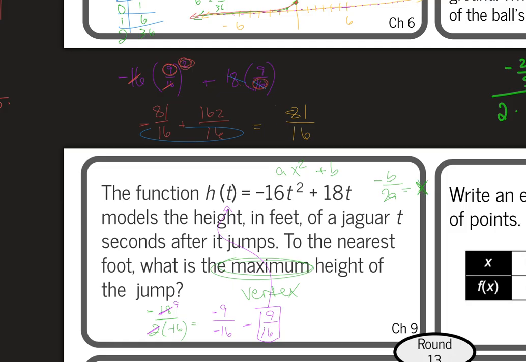So that is the height that this jaguar has jumped. Was it a jaguar? Yeah. And if you really are curious, you could figure out the decimal, which is 5.0625, 5 feet off the ground.